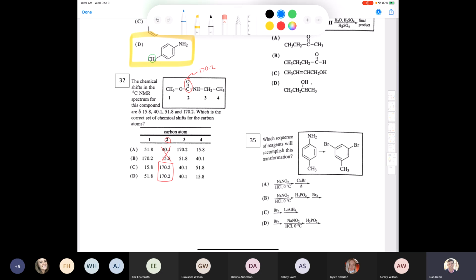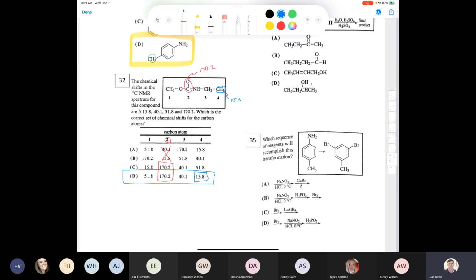The easiest way, I would say, to solve this problem after that would be to look at the least deshielded carbon, right? Carbon number 1 is attached to an oxygen, so that's got some deshielding. And carbon number 3 is attached to a nitrogen, but carbon 4 is far enough away from a nitrogen that it's going to be the least deshielded, and it should have the lowest chemical shift. And so the lowest of the low is 15.8 parts per million. And so that would mean that it is going to be D.